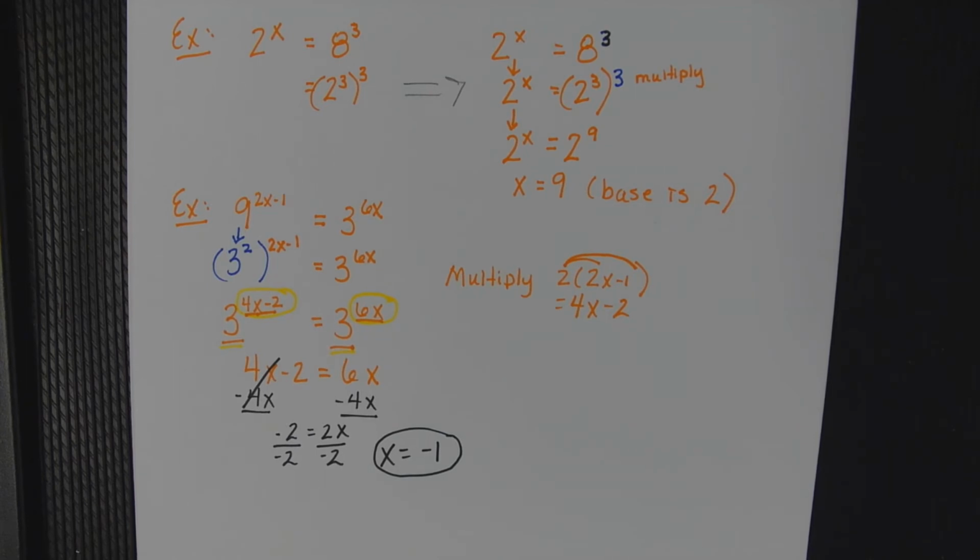So you can't move the 2 first? Like you can't add 2 on both sides? No. There's nothing to add the 2 to. Would you like to move it to the other side? You can add 2, but then you're going to have to move this 6x over. What do you divide it by? Positive 2? Negative. Divide by negative.